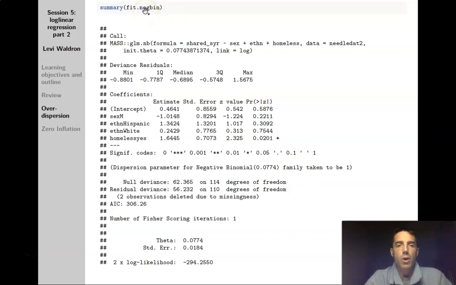Now the summary of the model looks a lot like summaries that we're used to. It has this call first. I do notice that it says this init.theta. I didn't actually specify this in the call, so let's just ignore this. The rest of this is actually what I specified, and this link is a default value. But we have deviance residuals, and we have coefficients. And the coefficients look just like the coefficients from the Poisson model, with an estimate, a standard error, a z-value, and a p-value from the Wald test.